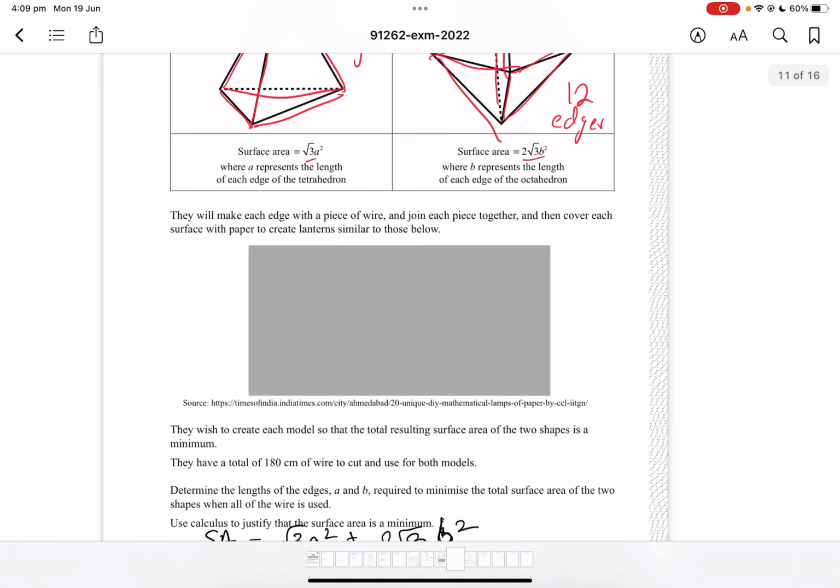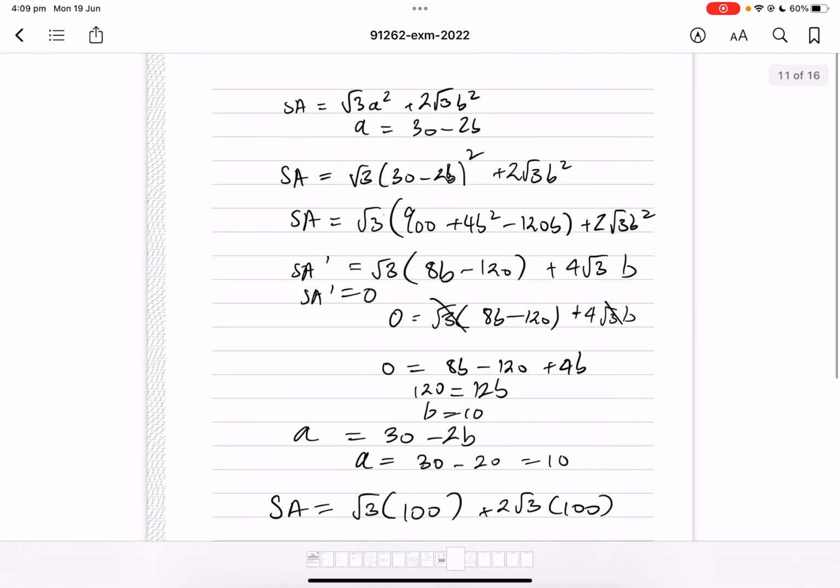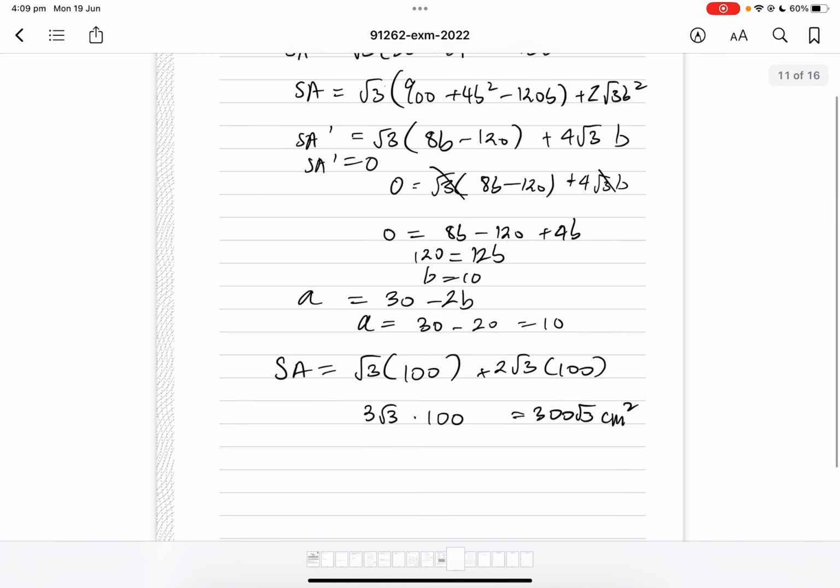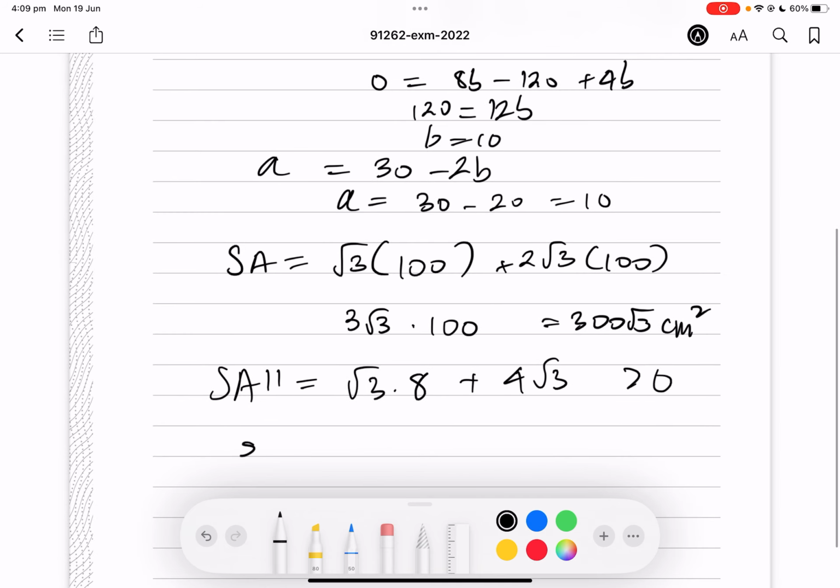Yeah, centimeters squared. And we need to justify if this is a minimum, which is very simple. We're just going to find the second derivative and prove that it's positive for the minimum. So SA double dash equals root 3 times 8 plus 4 root 3. And this is always positive. So because SA double dash is positive, therefore b equals 10 is a minimum.